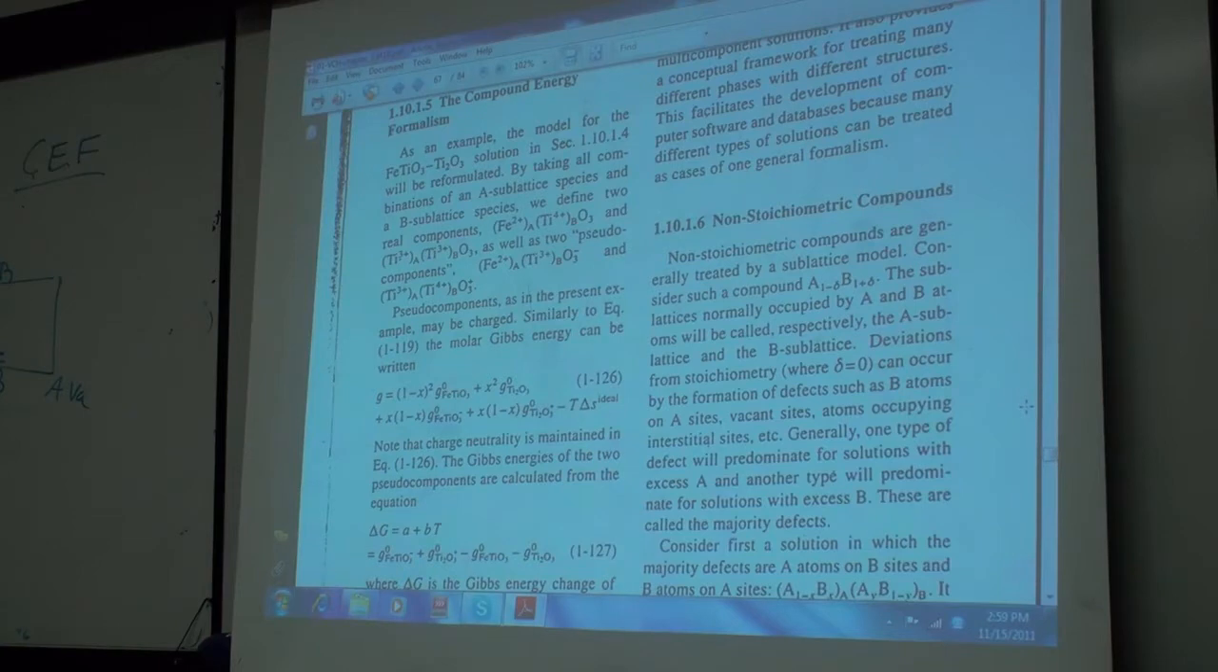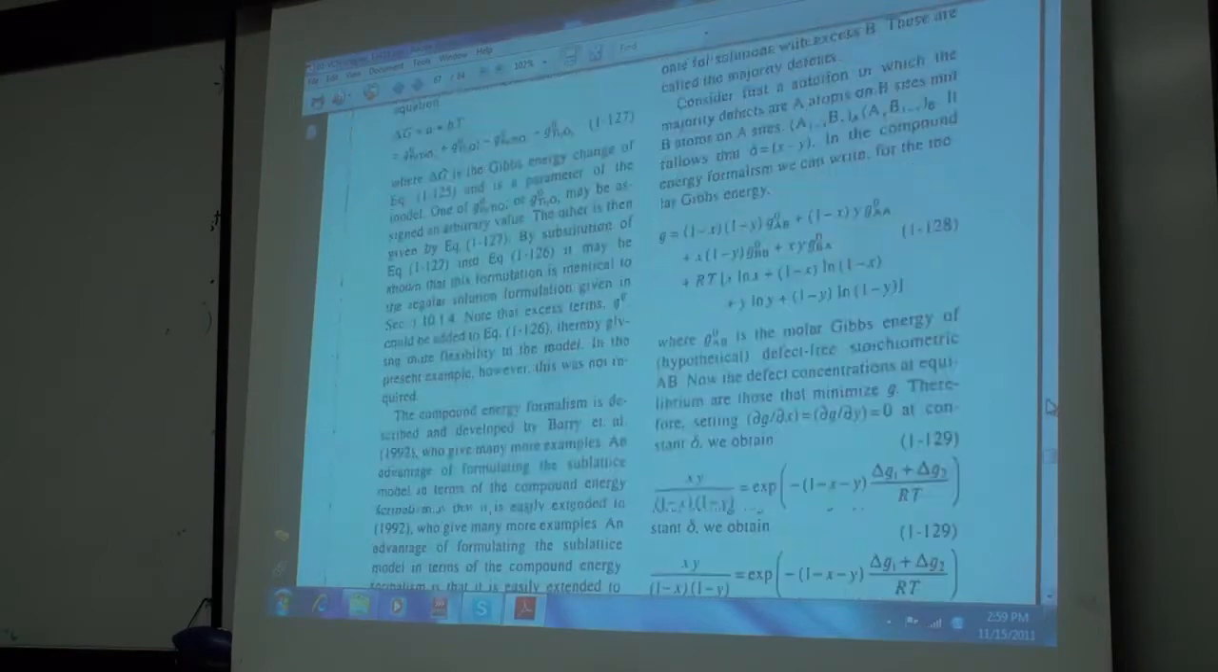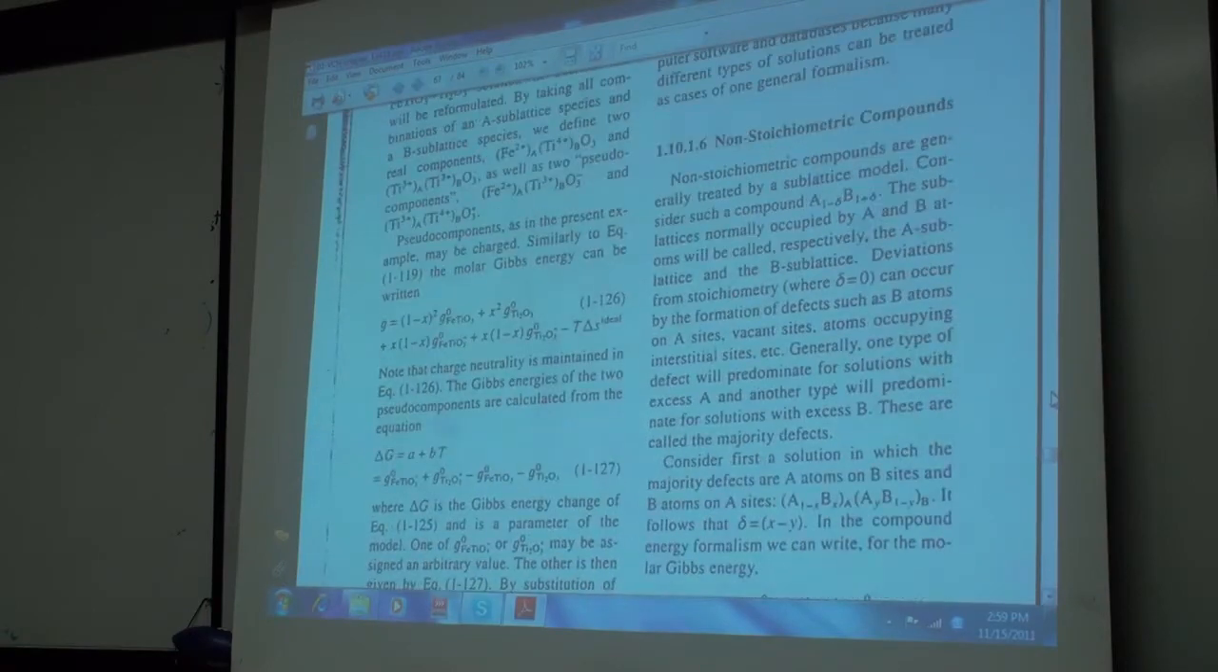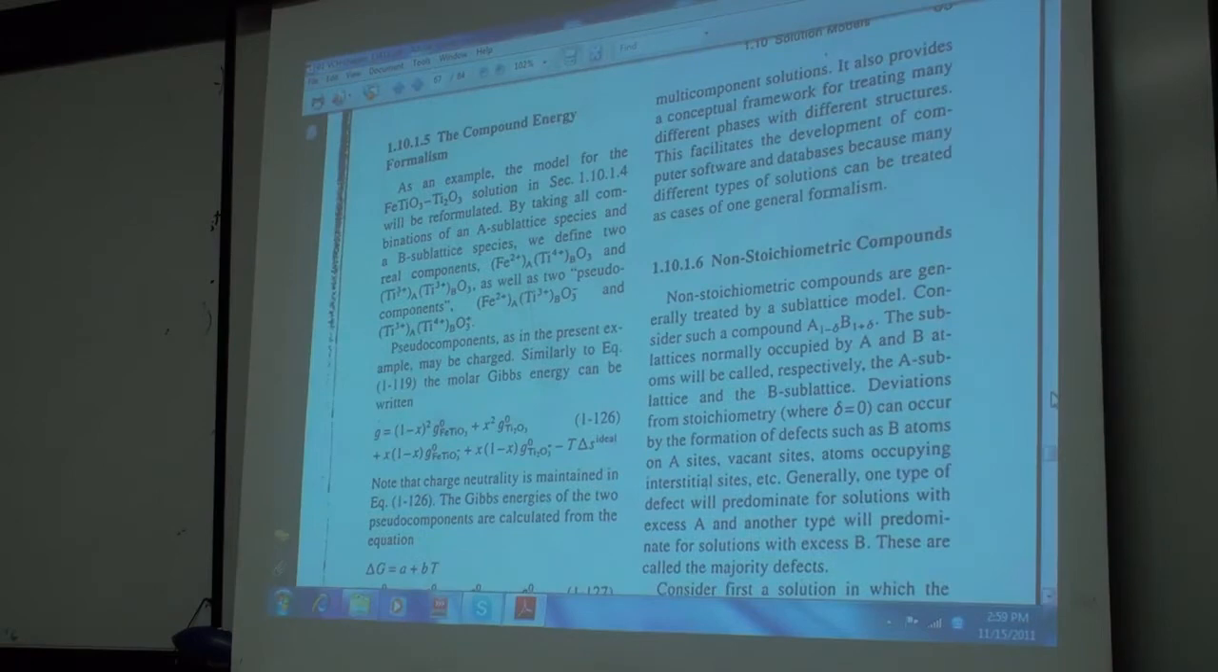We're going to consider a model for solutions of, I'll start off with a somewhat simple one, solutions of FeTiO3 and Ti2O3. FeTiO3 is ilmenite, a famous ore in Quebec, and Ti2O3 is soluble with it. So it's a solution of FeTiO3 and Ti2O3. I'm going to go to page 65. The model that we're going to use for this is the following.